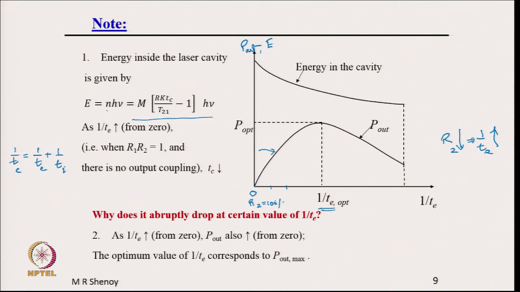Why does it abruptly drop at a certain value of 1/T_e? Please give a thought or think about it.